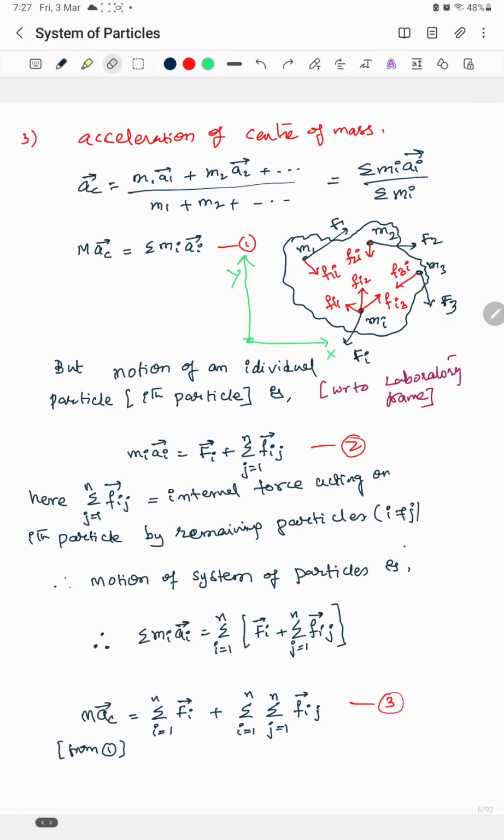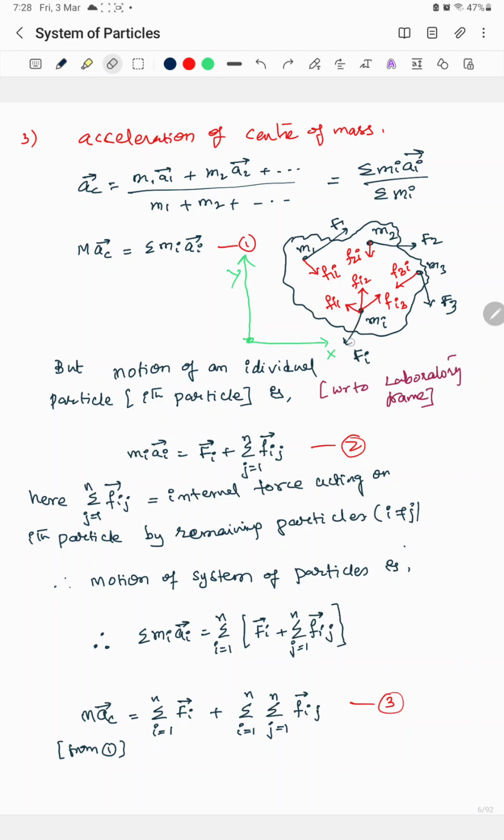Next, what about the acceleration of the center of mass? Here let us take this as the laboratory frame, and I am taking the first particle, and here this is the second particle, third particle, and so on. This is the ith particle, and m1 is acted upon by f1 external force, m2 is acted upon by f2 external force, m3 is acted upon by f3 external force, and finally the ith particle means a general particle that I am selecting.